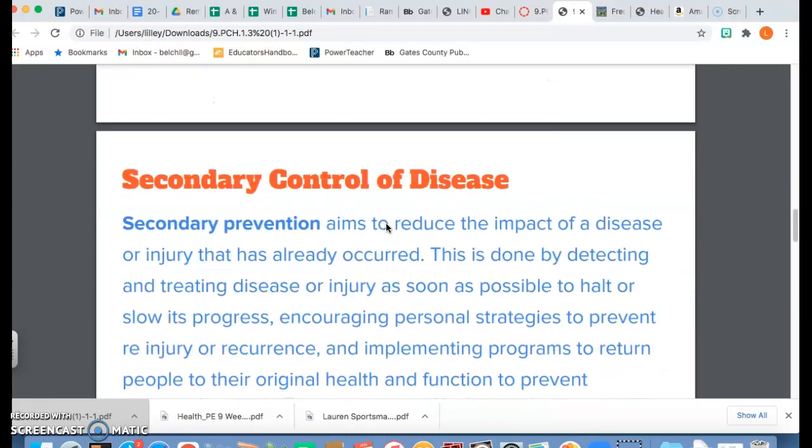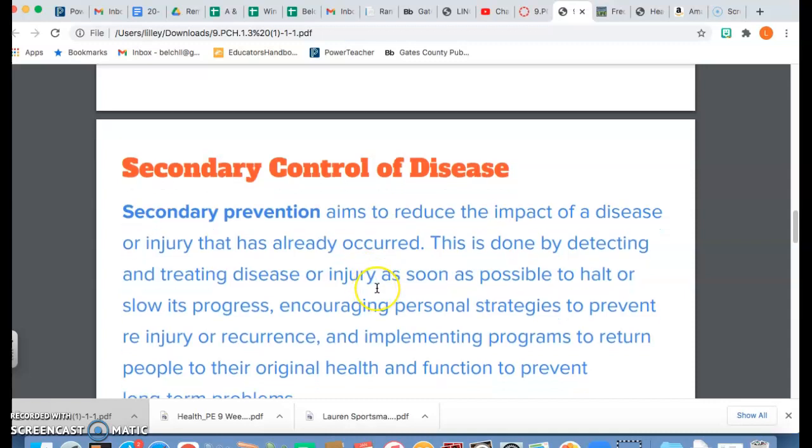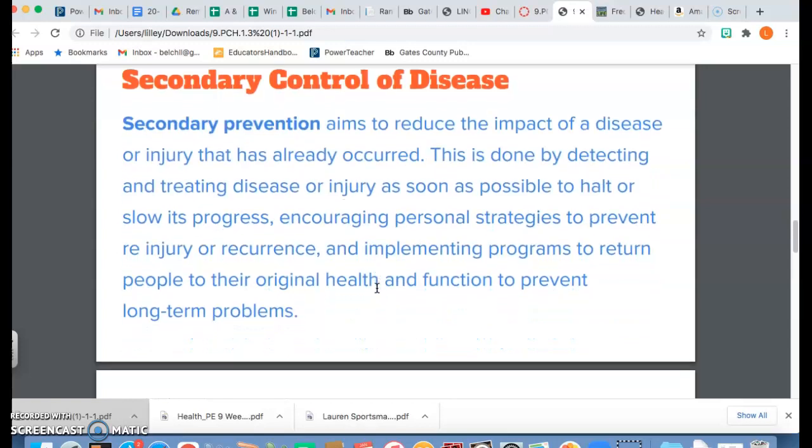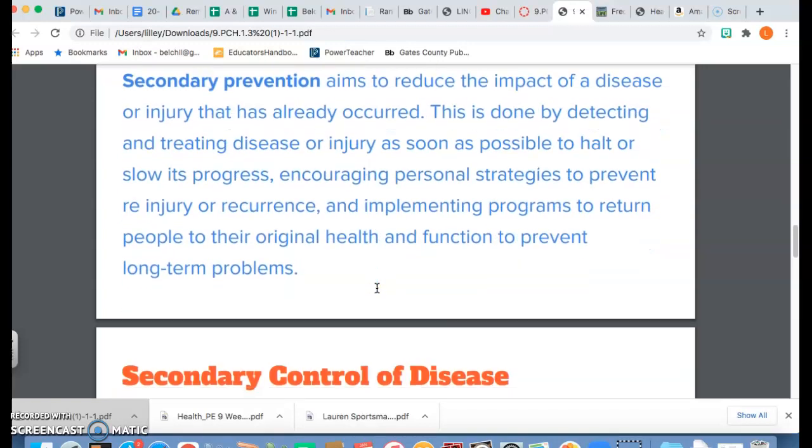Next, we have secondary control of disease, and secondary prevention aims to reduce the impact of the disease or injury that has already occurred. So the difference in primary and secondary is that with primary, the incident, the impact, the injury hasn't happened. With secondary, it has happened. This is what to do once an injury or disease is detected. This is done by detecting and treating disease as soon as possible to halt or slow its progress, encouraging personal strategies to prevent re-injury and reoccurrence, and implementing programs to return people to their original health and function to prevent long-term problems.